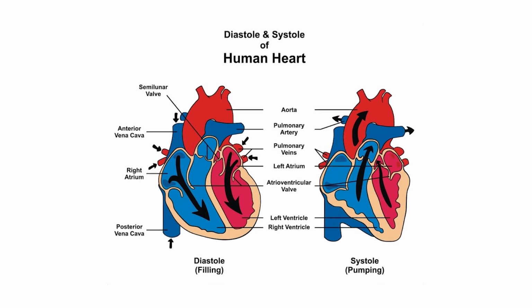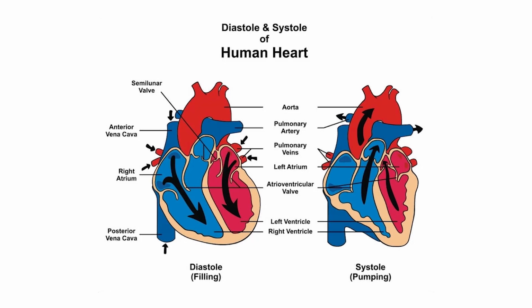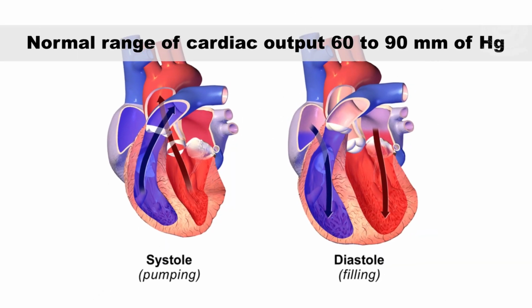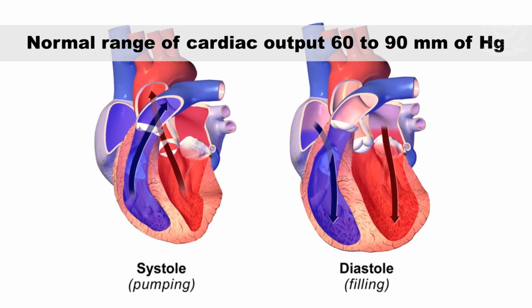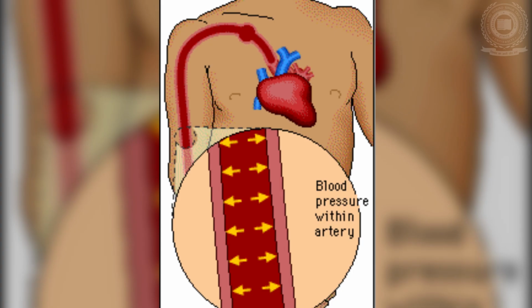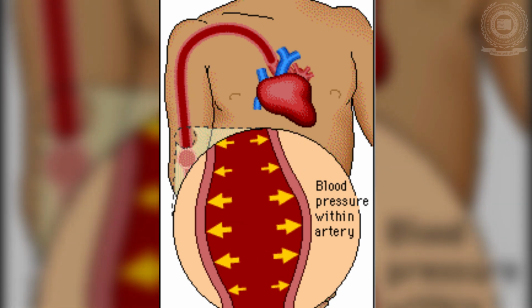Diastolic pressure is the pressure when the ventricles are at rest. Normal range is 60 to 90 mm of Hg. Pulse pressure denotes the difference between systolic and diastolic pressure.